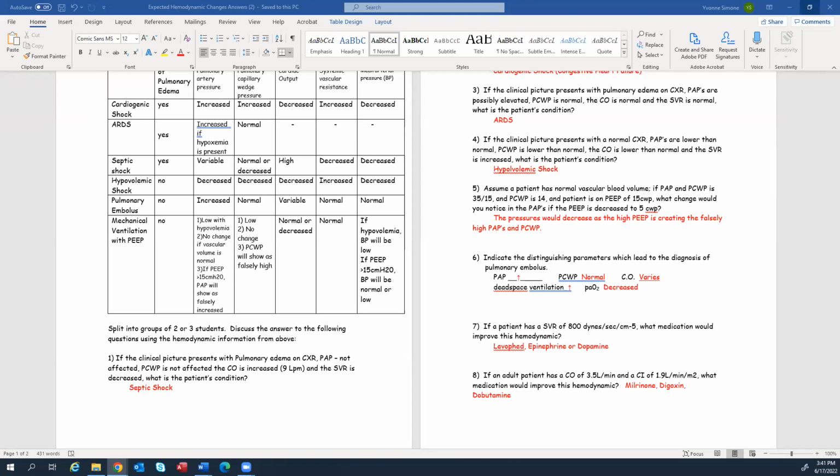Make sure you review the effects of the transducer level, the effects of a transducer being higher than the right atrium or being lower than the right atrium. And that's all I've got.